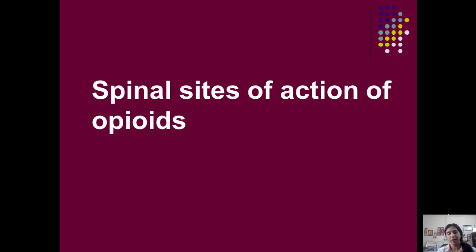So continuing with this knowledge and building more knowledge onto it, let us proceed further, students, into the sites of action of these opioids. You know that these opioids act on the opioid receptors, which are G protein coupled receptors, and as I already told you, the receptors are scattered in the brain as well as the spinal cord.